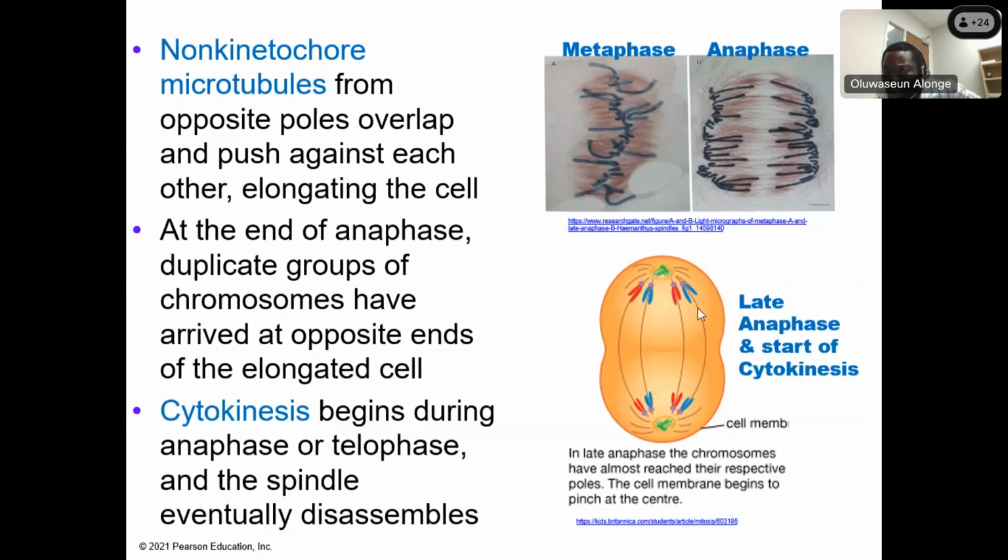Now, the next thing that will begin to happen is cytokinesis. Cytokinesis actually begins at anaphase or at telophase. Usually it begins at anaphase, but it's not completed until after telophase. That's why we say cytokinesis happens there. It is at the end of telophase that cytokinesis will be completed, but cytokinesis is already in place.